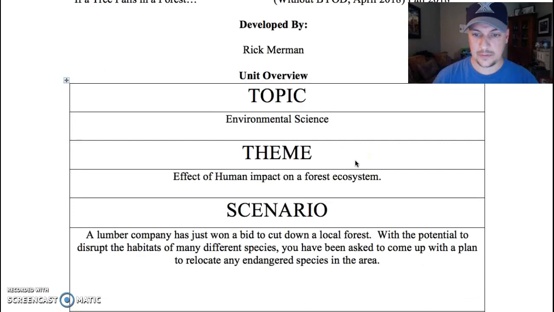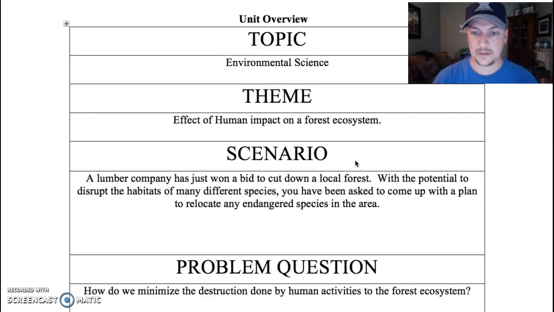And then I used a setup that I found on, I think it was gmu.com or .gov or something like that. They gave me a template to lay out a problem-based learning unit. The first part of it is the overview, where we have the topic, which is environmental science. The theme is the effect of human impact on a forest ecosystem.